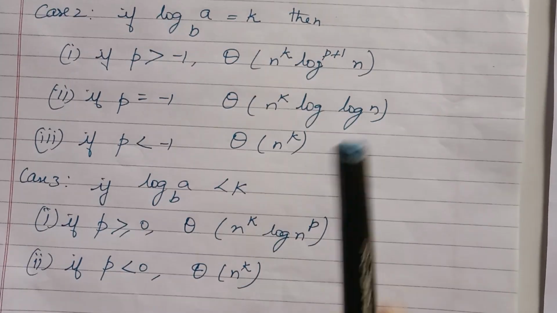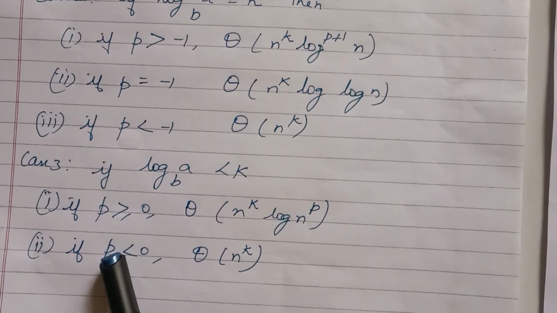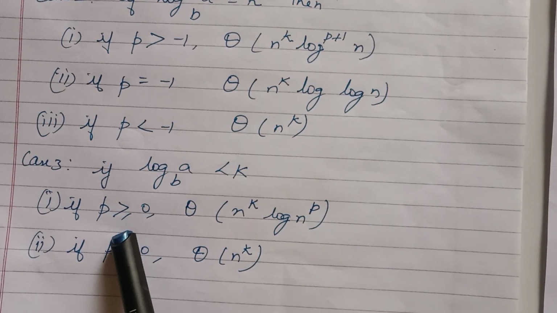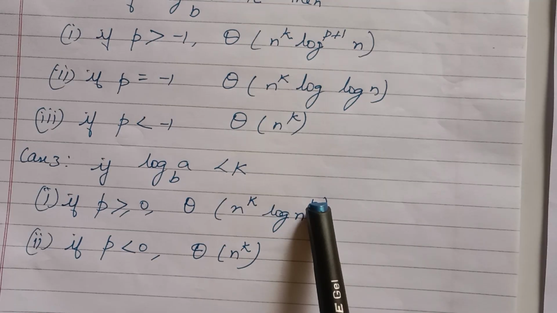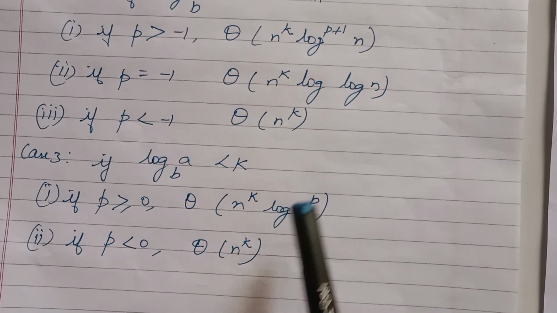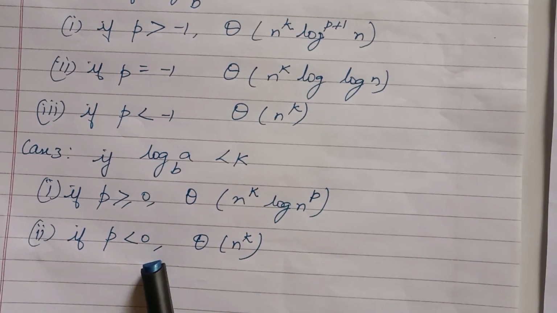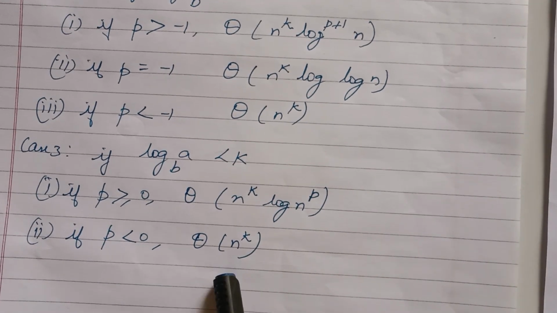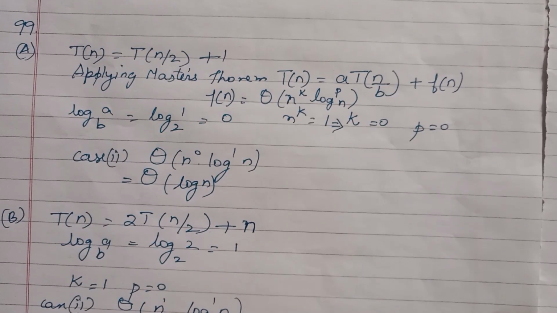Case 3. Suppose log base b of a is less than k. Again we have two cases: if p is greater than or equal to 0, then it's order of n^k log^p n. If p is less than 0, then it's order of n^k. So using this Master's theorem, we'll try to solve this problem.